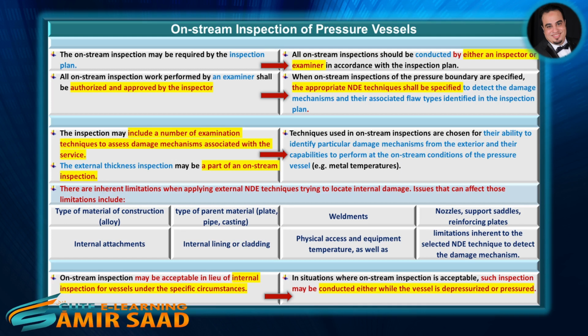Issues that can affect those limitations include: type of material of construction, alloy; type of parent material, plate, pipe, casting; weldments; nozzles, support saddles, reinforcing plates; internal attachments; internal lining or cladding; physical access and equipment temperature; as well as limitations inherent to the selected NDE technique to detect the damage mechanism.